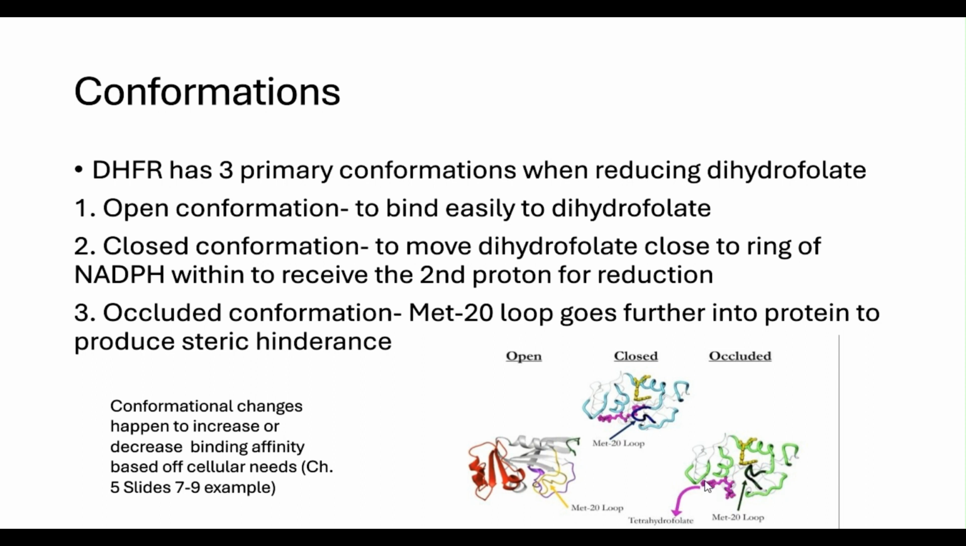And it's still attached in the occluded conformation to the protein. What will happen is the methionine 20 loop will conform further in just to create steric hindrance in this region, and that will produce energy to sling it out and shoot that tetrahydrofolate out.